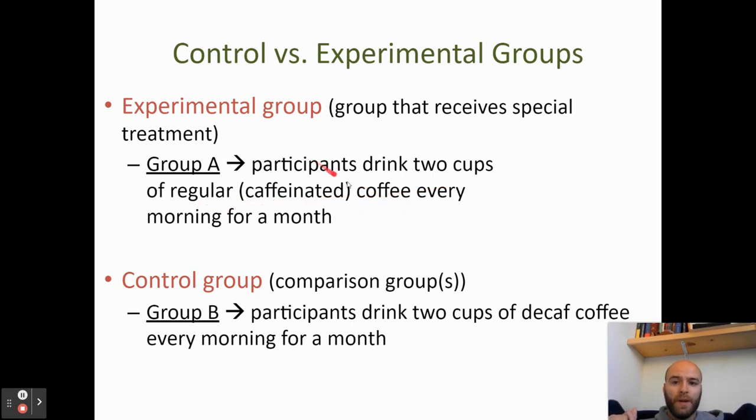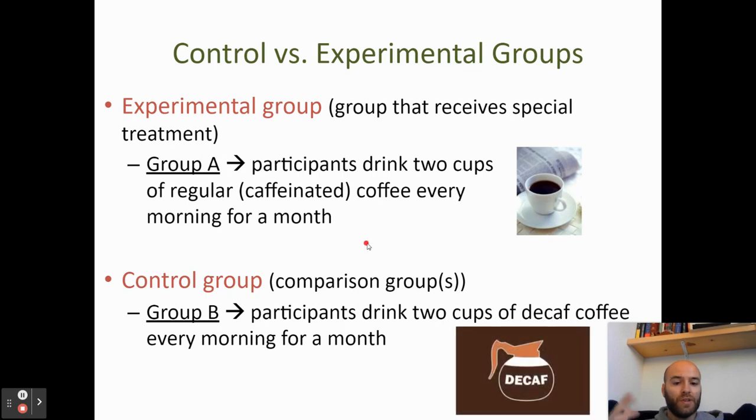In an experiment, you have your experimental group, but you need a control group, something you can compare your results to. So this is group B. Participants drink 2 cups of decaf coffee every morning for a month. Now, we'll get to this a little bit later, but neither group knows which group they're in. They both just assume that they're drinking regular caffeinated coffee. We don't tell them that it's decaf. That might skew our results. We now have our control group and our experimental group.